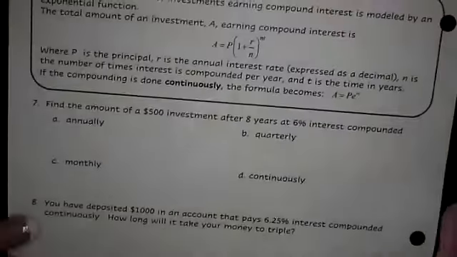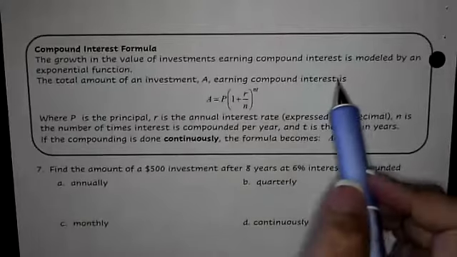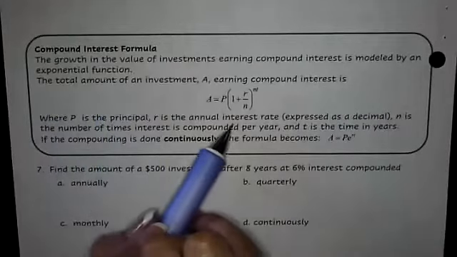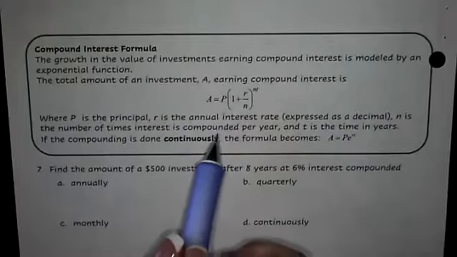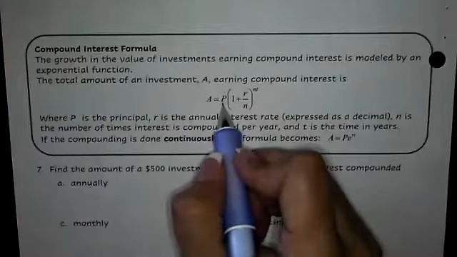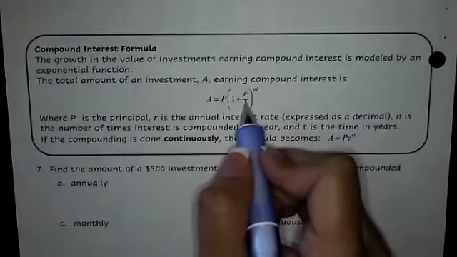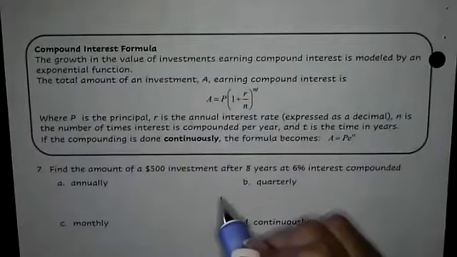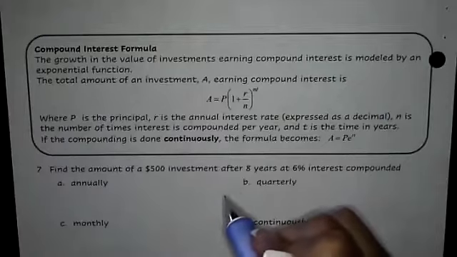All right. Now we're going to look at the compound interest formula. The growth in the value of investments earning compound interest is modeled by an exponential function. The total amount of an investment, A, earning compound interest is right here. The difference in this formula, because the P is still principal, R is still the rate, but we're dividing that R by N here, and then we have an N being multiplied times the time there. That N is the number of times compounded per year.